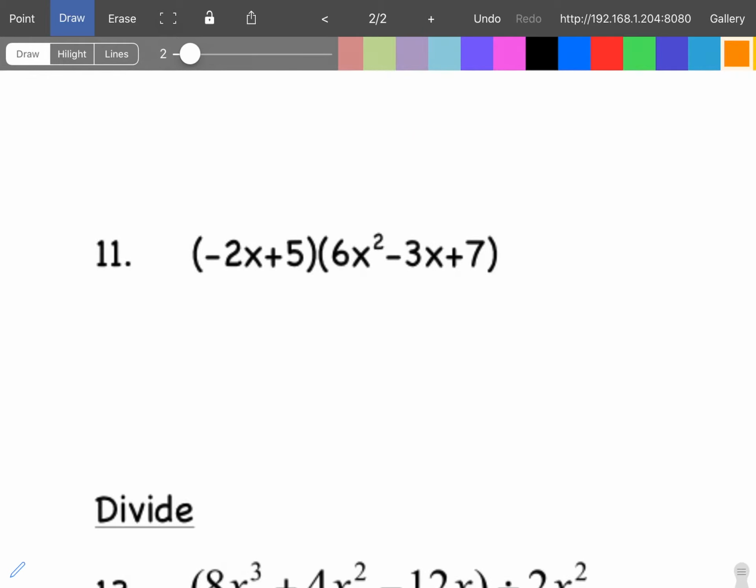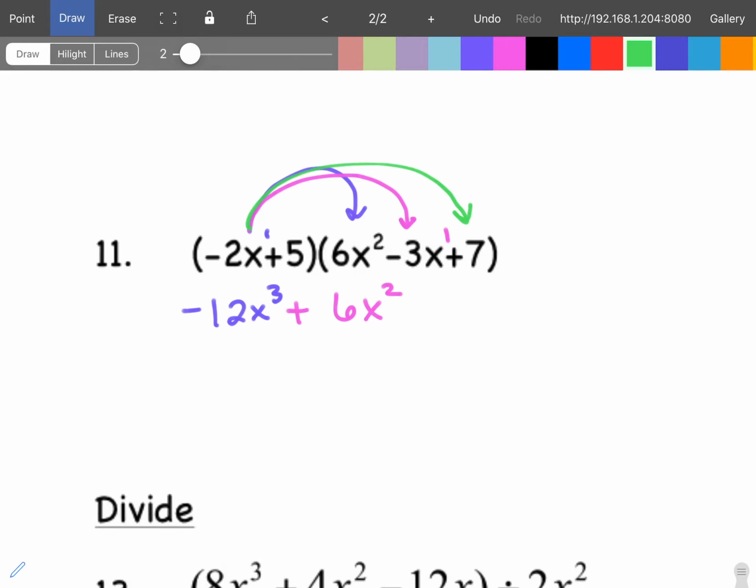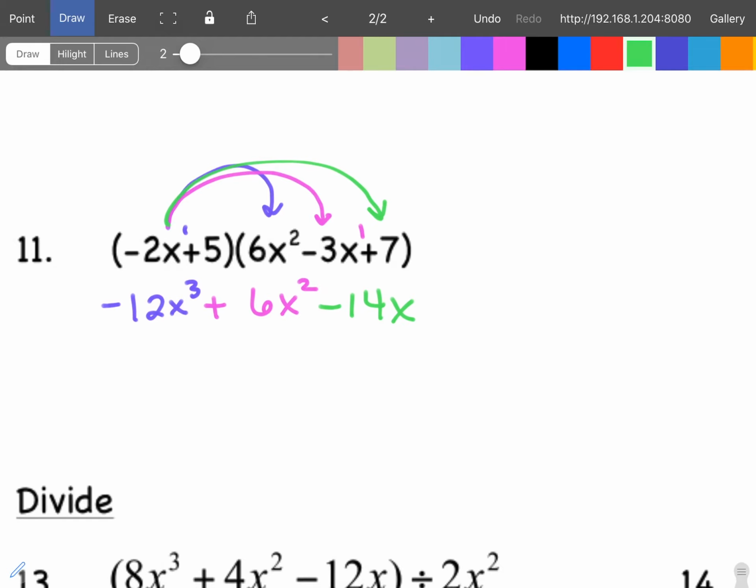Okay, let's look at number 11, and then I'm going to give you a couple to try on your own. So negative 2x times 6x squared would be negative 12x to the, add the exponents, so it would be a third power. And then negative 2x times negative 3x would be a positive 6x, add the exponents, squared. And then negative 2x times 7 would be a negative 14x. So we've distributed the negative 2x, and now we're going to distribute the 5.